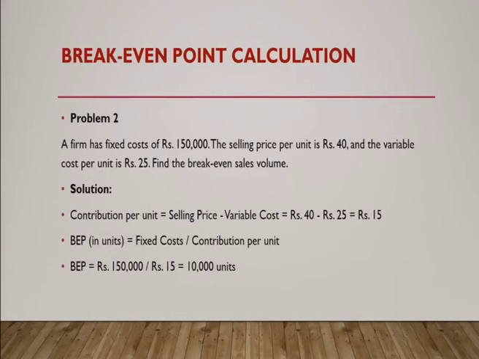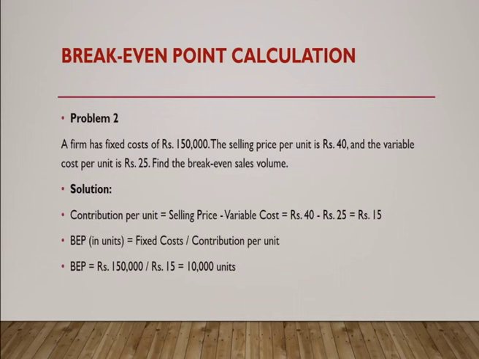A firm has fixed cost of 1,50,000, the selling price per unit is 40 rupees and the variable cost per unit is 25 rupees. Find out the break even sales. To calculate the break even sales, we first require the contribution per unit and the fixed cost. In the problem they directly gave the fixed cost of 1,50,000. Now we have to calculate the contribution. Contribution per unit is selling price minus variable cost, that is 15 rupees per unit.